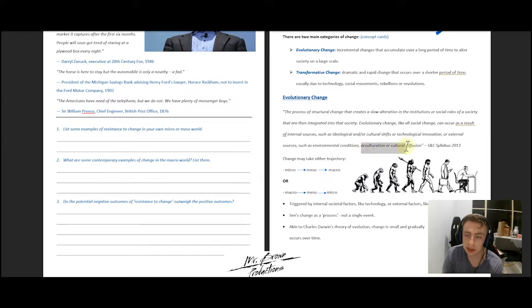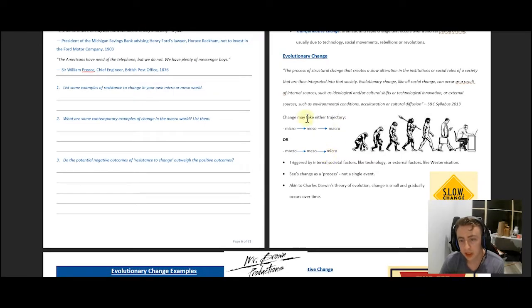A great example there would be the multicultural nature of Australia changing over time. So the fact that we, upon invasion, were a majority white Anglo-Saxon culture, and we still are, but that is slowly changing over time, where we've got upwards of 20% of people in the population with parents born overseas. So that's an example of evolutionary change that's happened over a large period of time, or a long period of time.